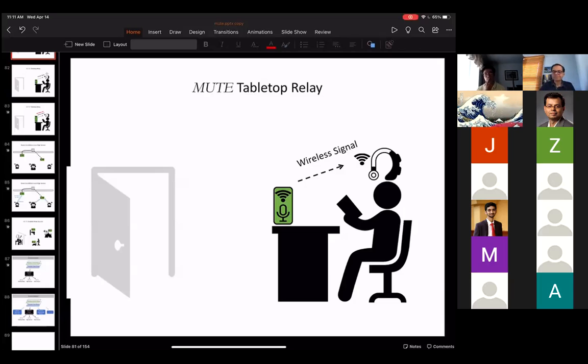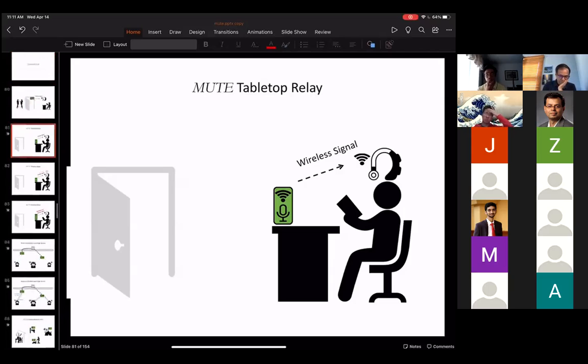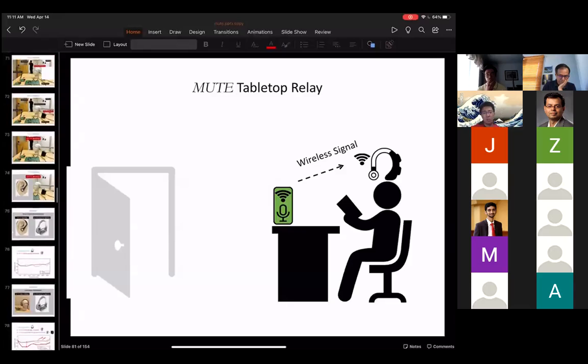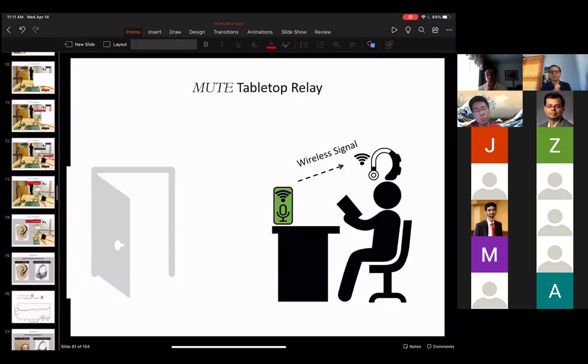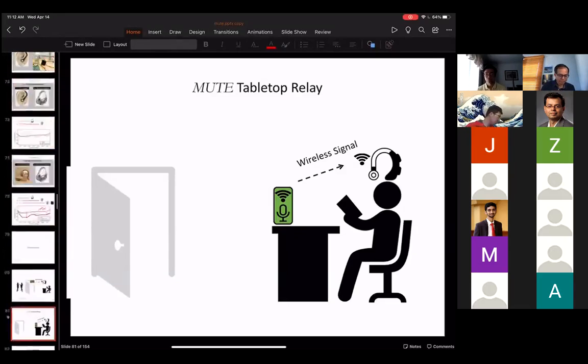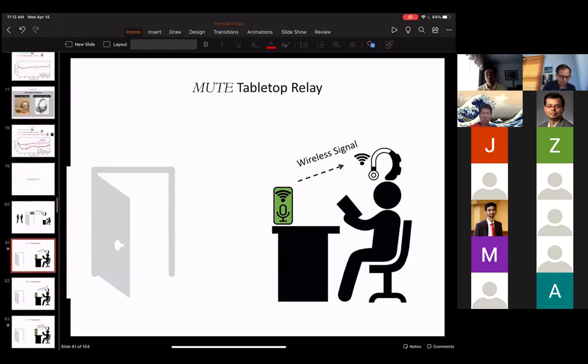So it seems like this one constraint with mute is this hardware relay that needs to be at the right position somewhere in the room, right? Correct. The relay needs to be at the right position.